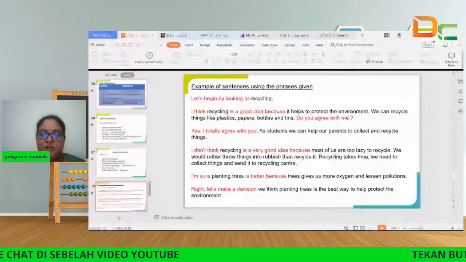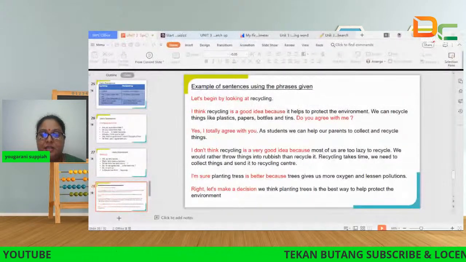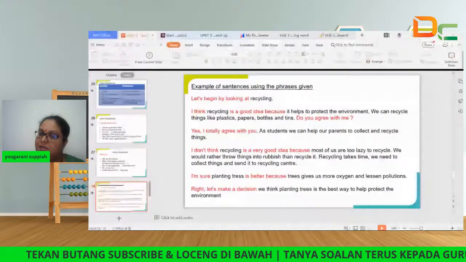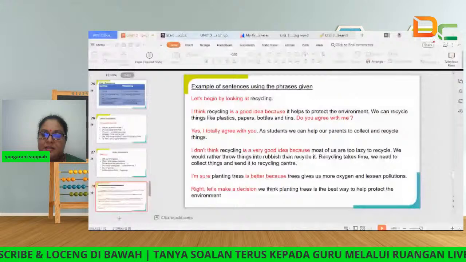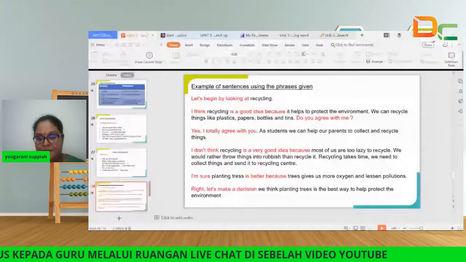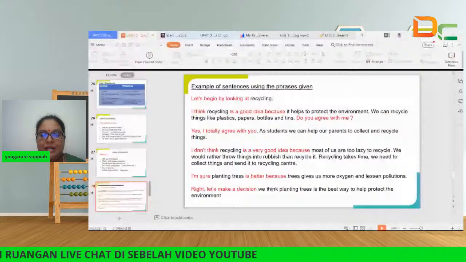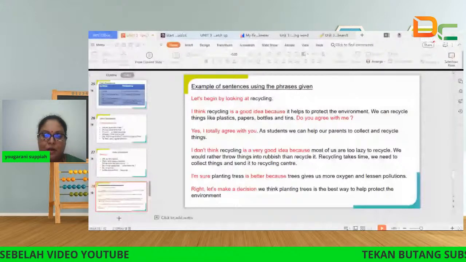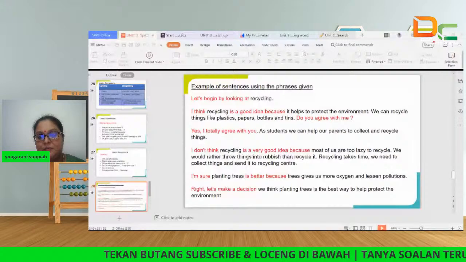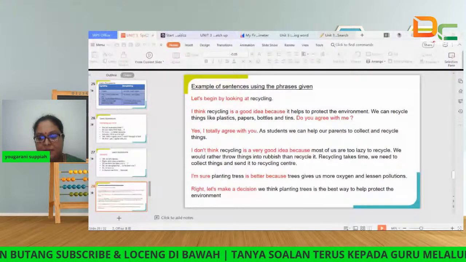I am sure planting trees is better because trees give us more oxygen and lessen pollution. Right, let's make a decision. We think planting trees is the best way to help protect the environment.